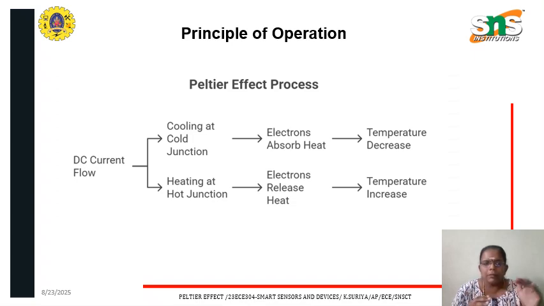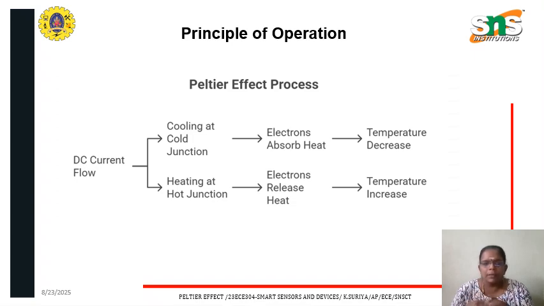When a DC current flows through the circuit, two things happen. One is cooling at the cold junction, and the other is heating at the hot junction. At one junction, the cold junction, electrons flowing from the p-type semiconductor to the n-type semiconductor must absorb heat to overcome the energy barrier. This absorption of heat causes the temperature at the junction to decrease, resulting in a cooling effect.